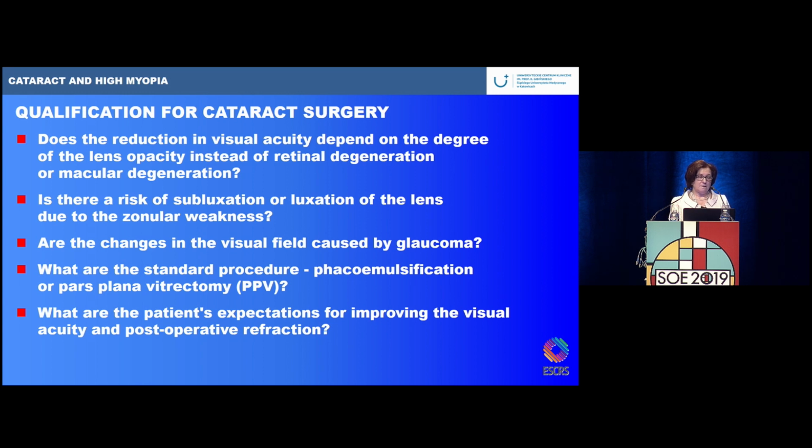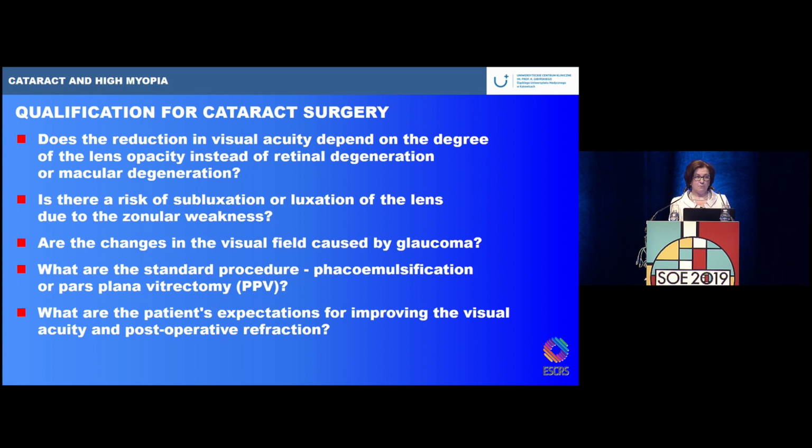We can ask the questions: does the reduction of the visual acuity depend on the degree of the lens opacity instead of retinal degeneration or macular degeneration? Is there a risk of subluxation or luxation of the lens due to the zonular weakness? Are the changes in the visual field caused by glaucoma or only myopia?